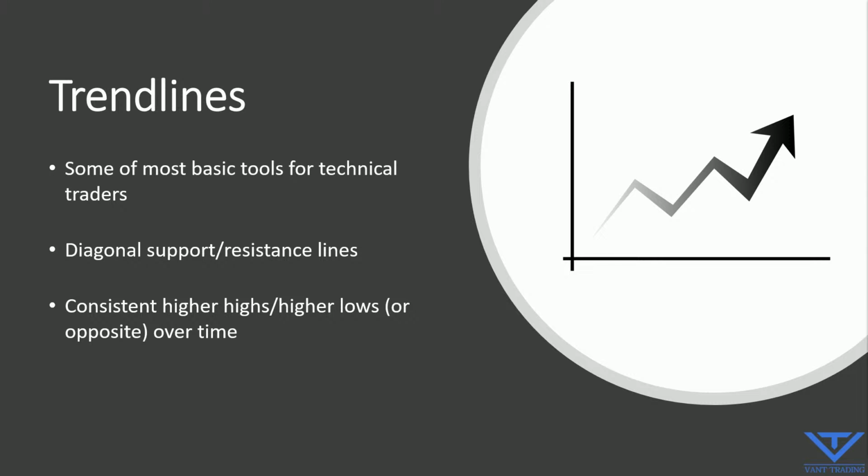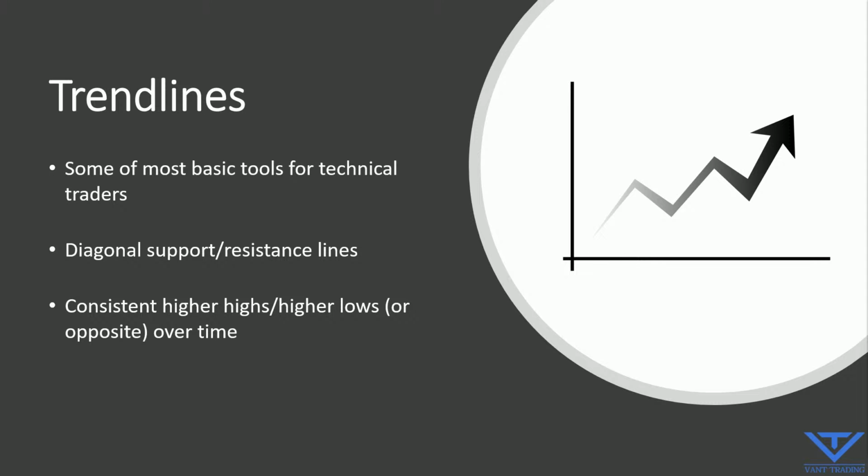It's basically like support and resistance. So if you've watched that class yesterday, you'll have a general understanding of this because it's the most basic tool for technical traders. We are simply talking diagonal support or resistance lines, and you can consider a horizontal support and resistance a trend line to an extent as well. We're making consistent higher highs or higher lows, or the opposite over time. You can see it moving up. You can see the bounces happening higher or happening lower.